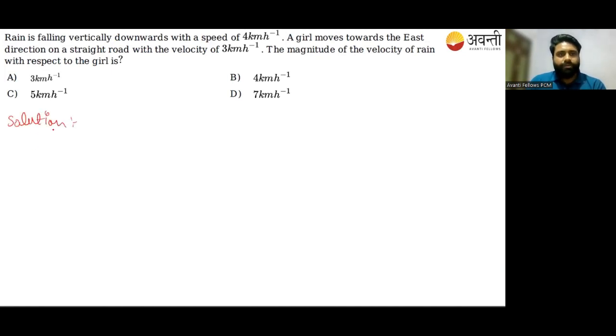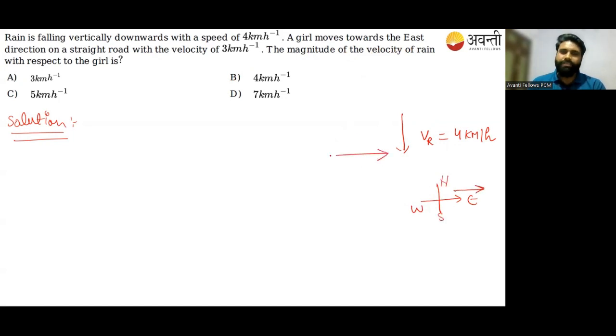Now, on to this question. It is also a kind of relative velocity question, the rain-man problem type. Here the rain is falling vertically downward. The velocity of rain, or the speed, is given as 4 kilometer per hour. A girl moves toward the east direction on a straight road. Let's say these are the directions: east, west, north, and south. The girl is moving in this direction, and the speed of the girl is given as 3 kilometer per hour.